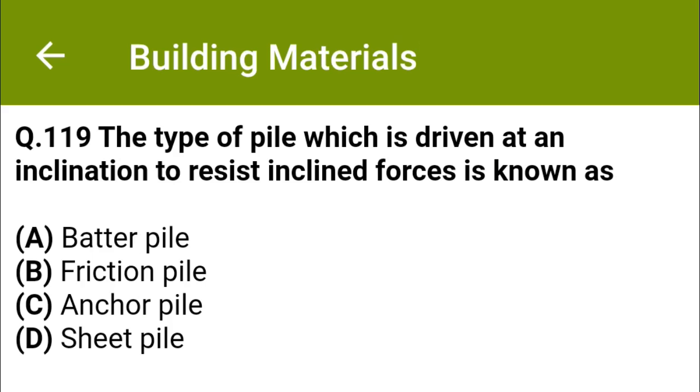The type of pile which is driven at an inclination to resist inclined force is known as: option A batter pile, option B friction pile, option C anchor pile, option D sheet pile. The correct answer is option A, batter pile.